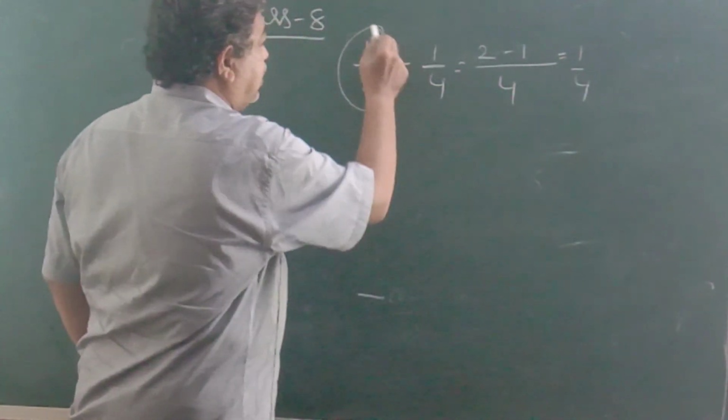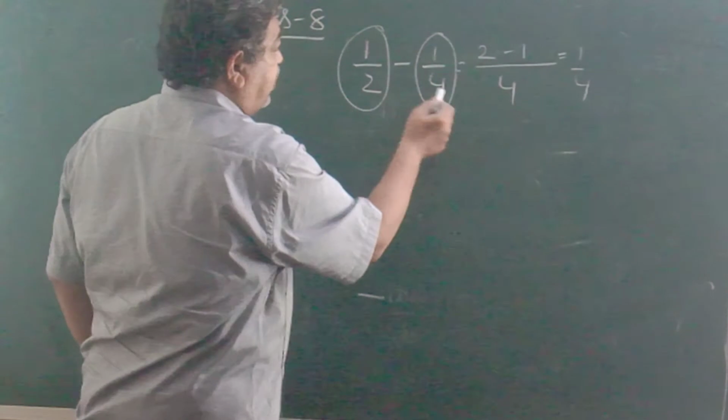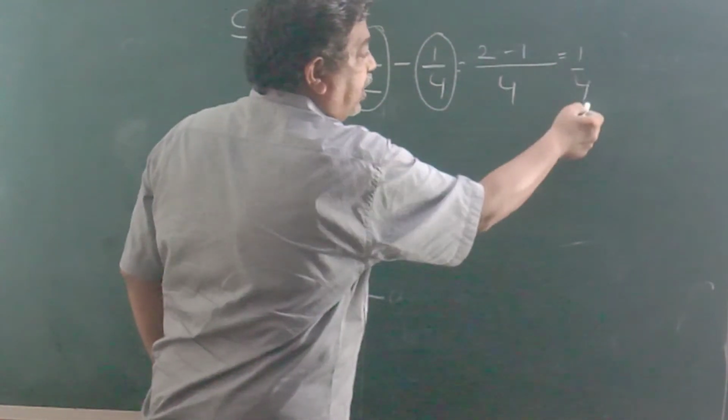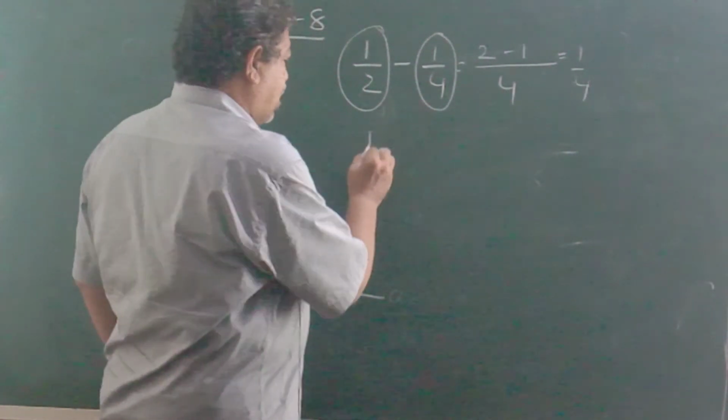1 by 2 is a rational number. 1 by 4 is a rational number. The difference of 1 by 2 and 1 by 4 is a rational number, 1 by 4. You take 1 by 4 minus 1 by 2.